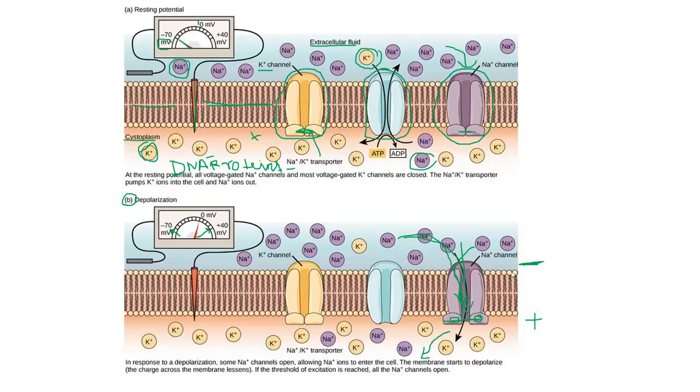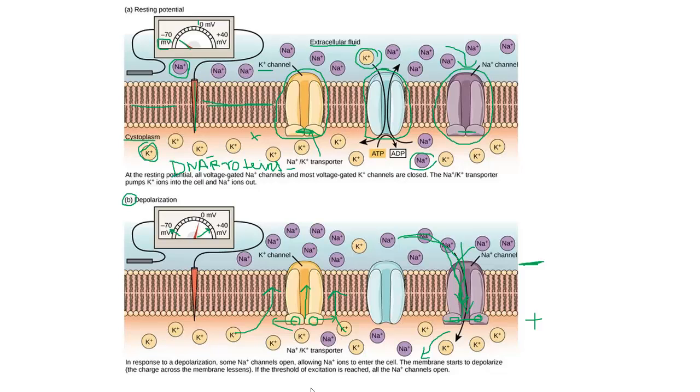Now, in order to revert back to its normal state, the neuron has to somehow kick the positive back to the outside. And in order to do that, it is going to end up opening the potassium gates. Now, as the potassium gates open, potassium is going to rush outside.